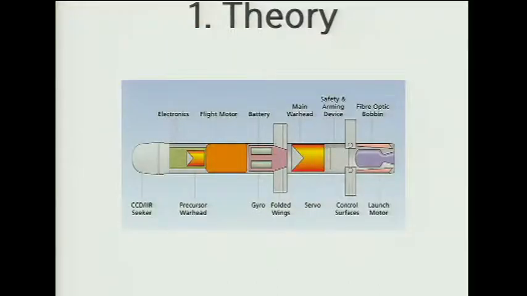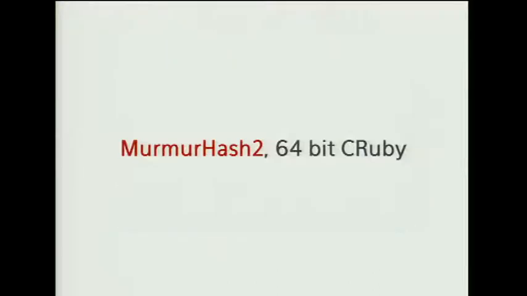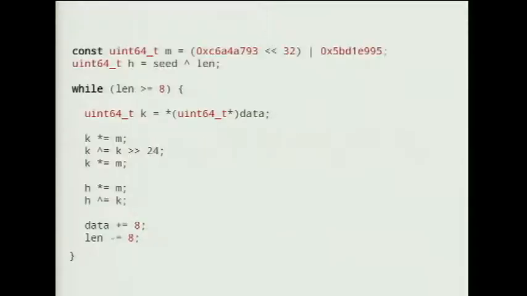So let's talk about the theory of this attack. As my example, I will use MurmurHash2 in a 64-bit version that's being used in CRuby. So this is the gist of the algorithm. You have this constant m up there, which is fixed. This is a magic value. Then there's h, which carries the state of the hash, and it's initialized by the seed and the length of the message to be hashed.